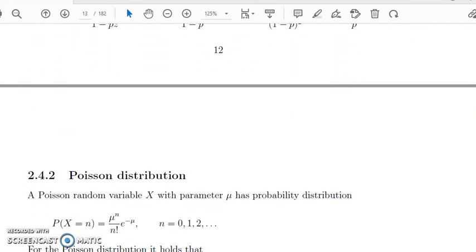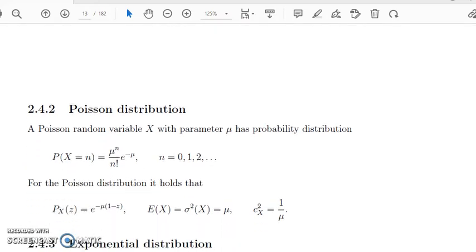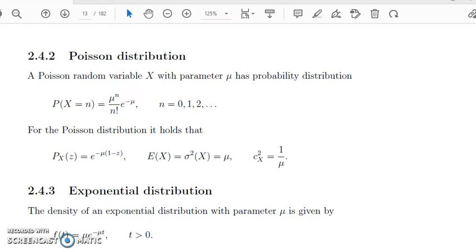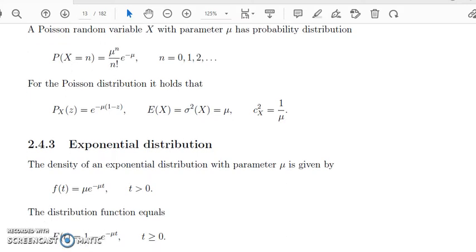The next distribution we will need to consider is the Poisson distribution. The Poisson random variable X with parameter mu, that is the mean mu, has the probability distribution equal to mu raised to the power n, all over n factorial, times exponential minus mu, n starting from 0, 1, 2, and so on and so forth, being discrete.